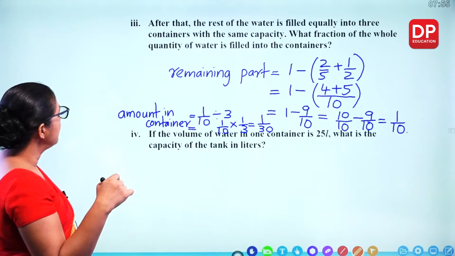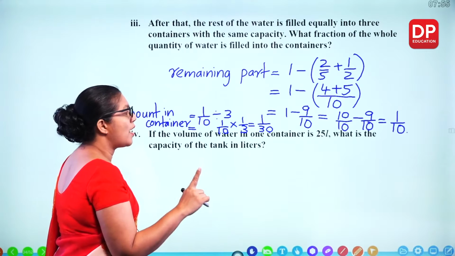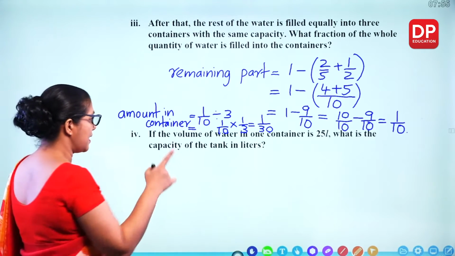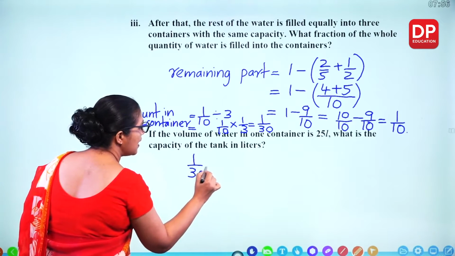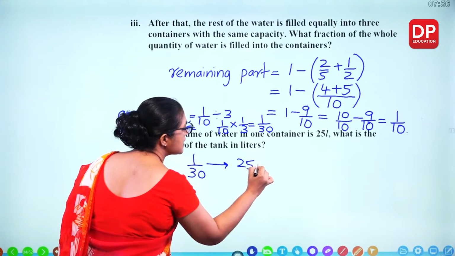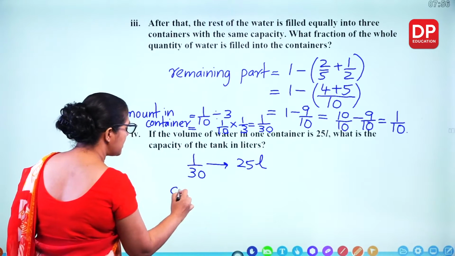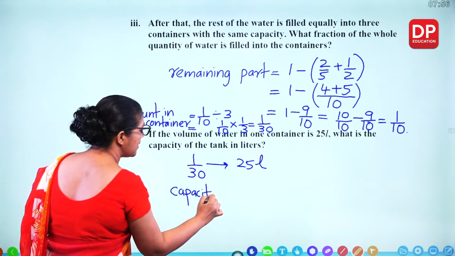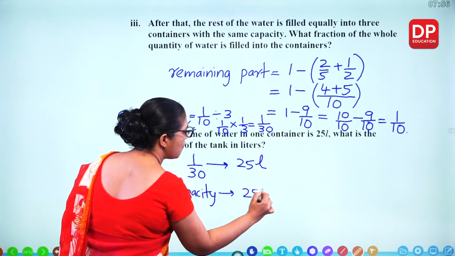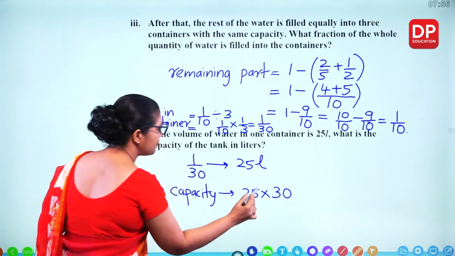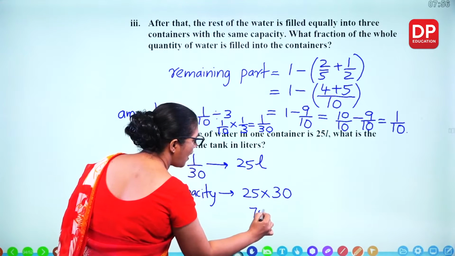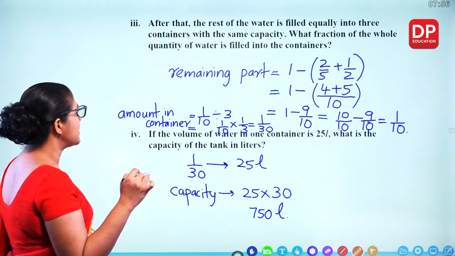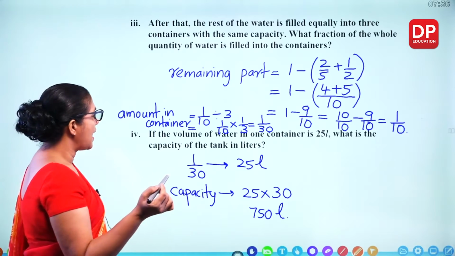Now it says, if the volume of water in one container is 25 liters, what is the capacity of the tank in liters? 1 over 30 means 25 liters. They are asking the capacity of the tank. What does capacity mean? 30 parts. So 25 times 30. 25 times 3, 75 and 0. 750 liters is the capacity of the tank.